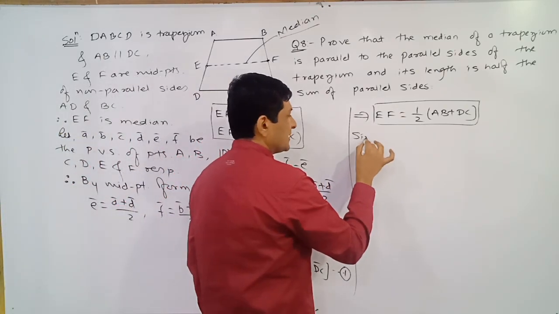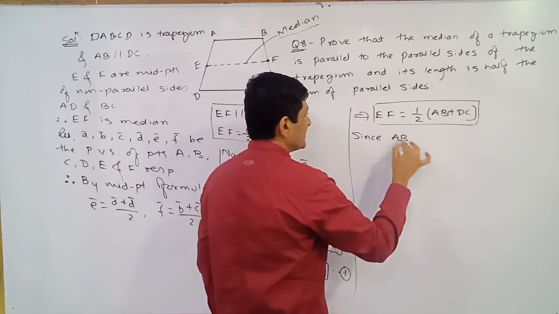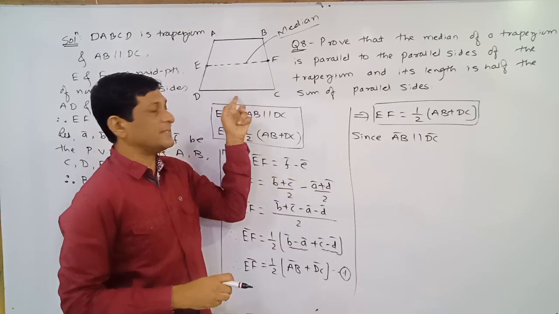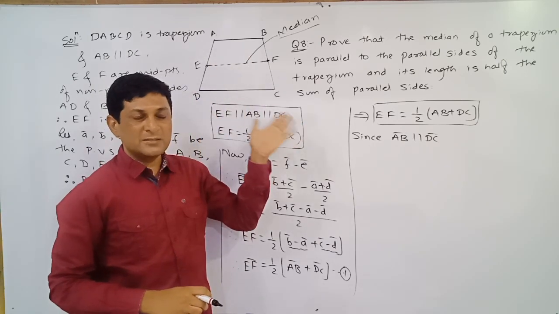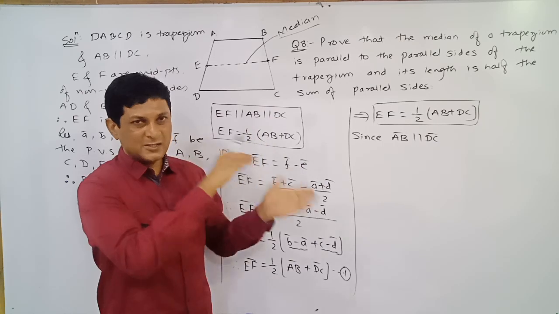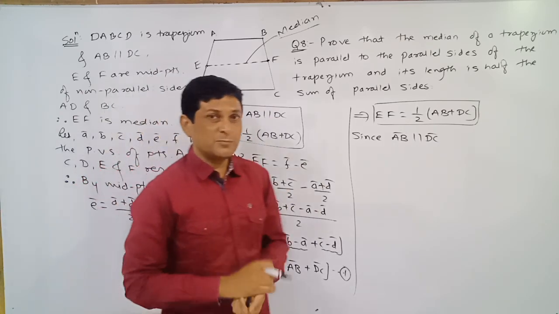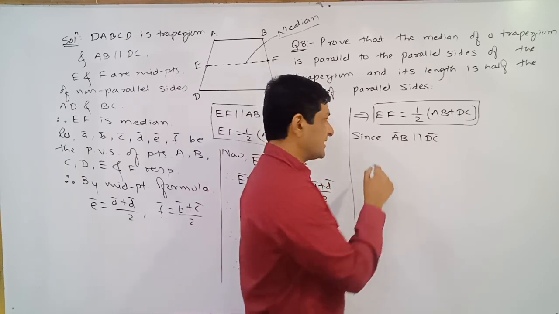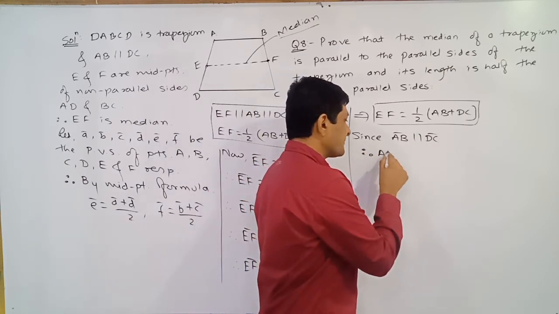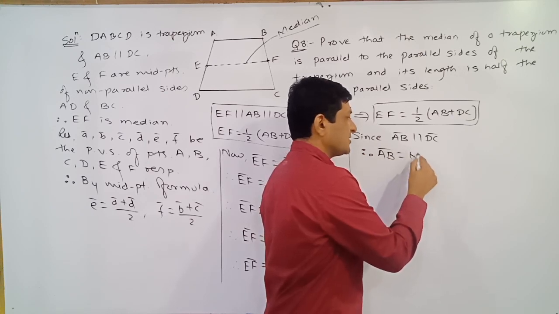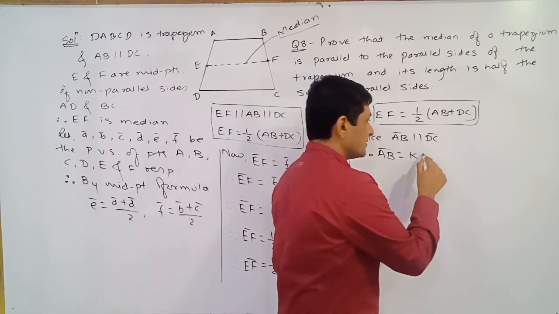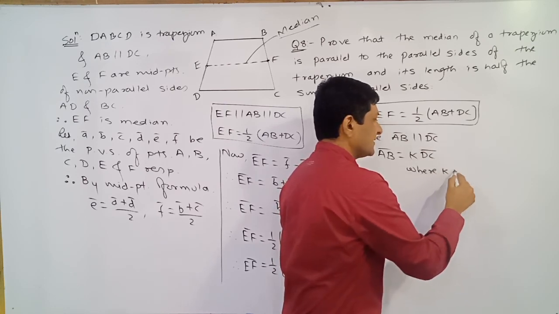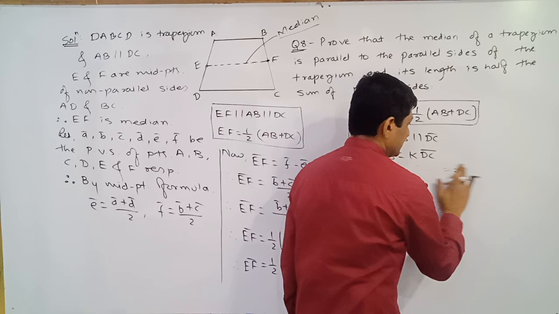So we can say that AB bar is parallel to what? DC bar. It is given to us that AB is parallel to DC, means vectors along AB and DC are also parallel to each other. And we know that if two vectors are parallel, then one vector can be expressed as a scalar multiple of another vector. So therefore, AB bar will be expressed as a scalar, let us denote the scalar by K, multiple of DC bar, where K is scalar.